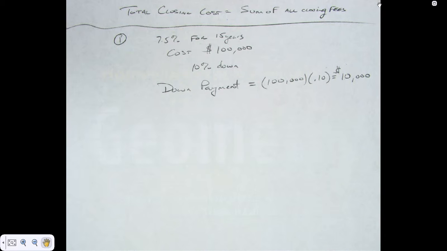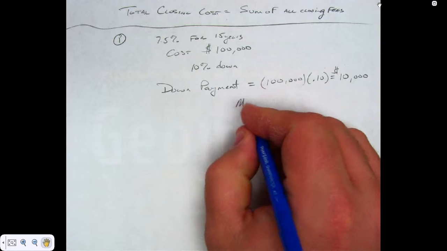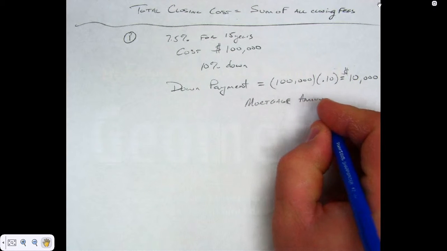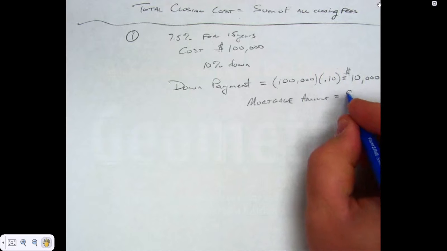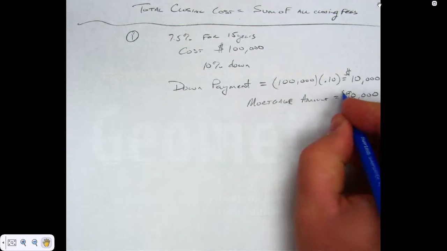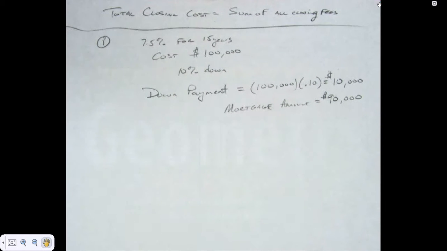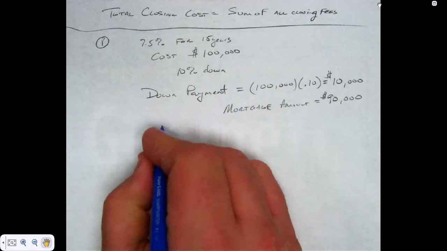Okay. So, mortgage amount is equal to what? How'd we get that, guys? We subtracted the down payment from the price. Now we need to look at figure 10.2 to figure out your fees.